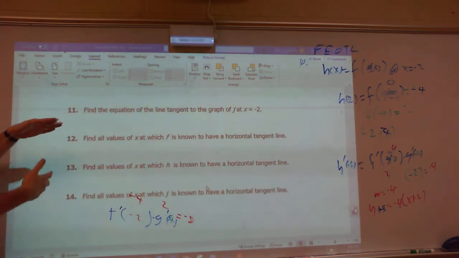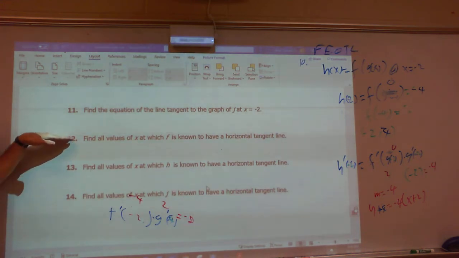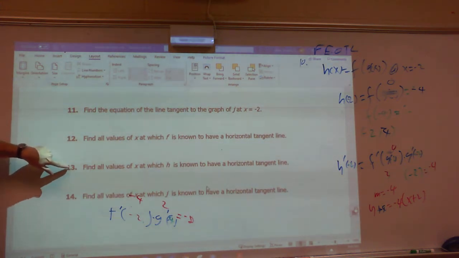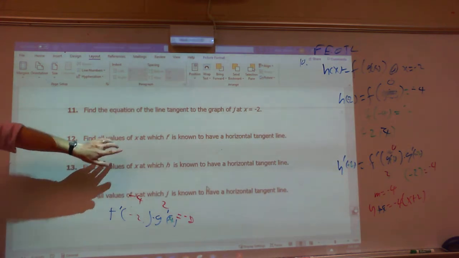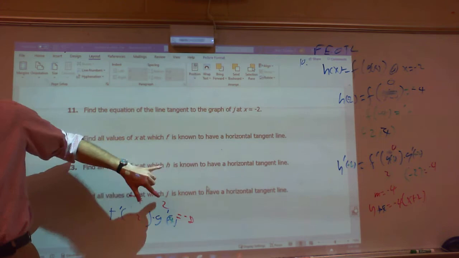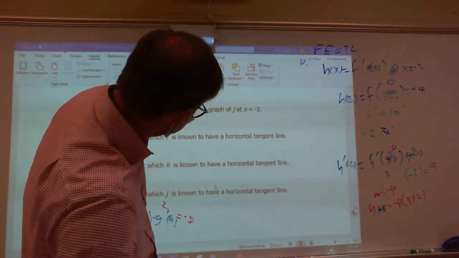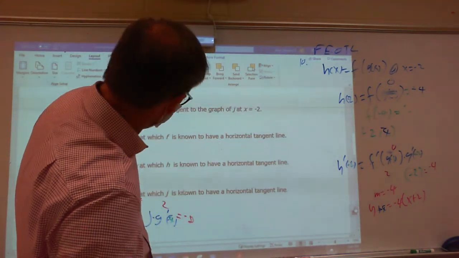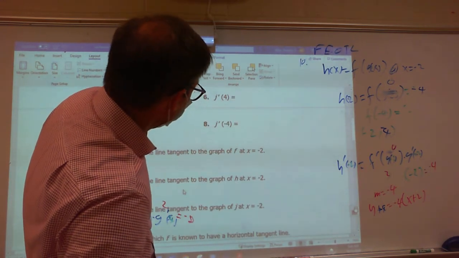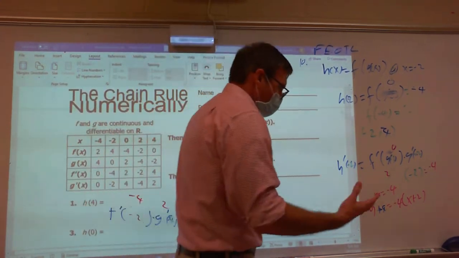Because this could be a very common question on the AP exam, so I definitely want to talk about this. And I want to talk about 12 and 13, and we're going to see how this ends up being a significantly harder question than this one. All right? Because keep in mind, this is f. We're not dealing with composition of functions. H and j, the composition of functions, make it a little ugly. So 12. Where is it known that f has horizontal tangents?